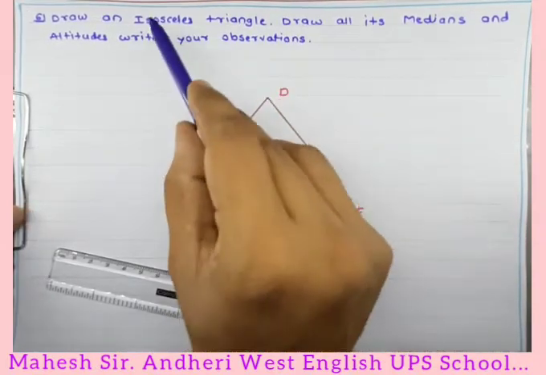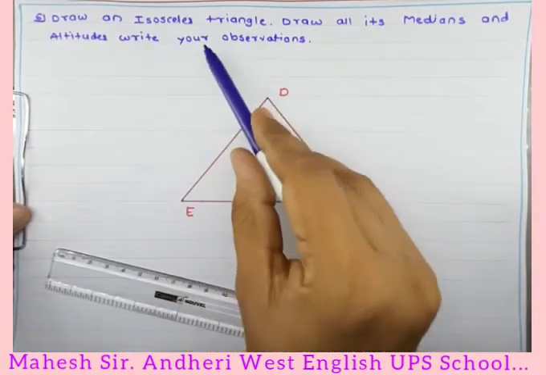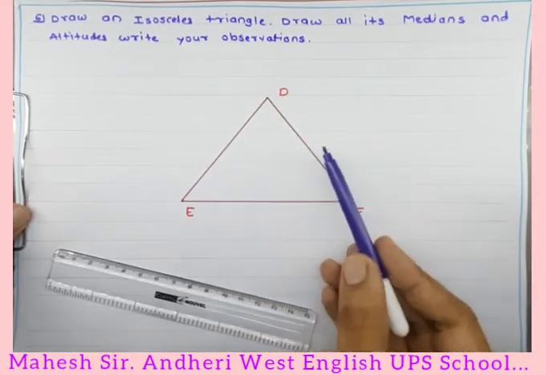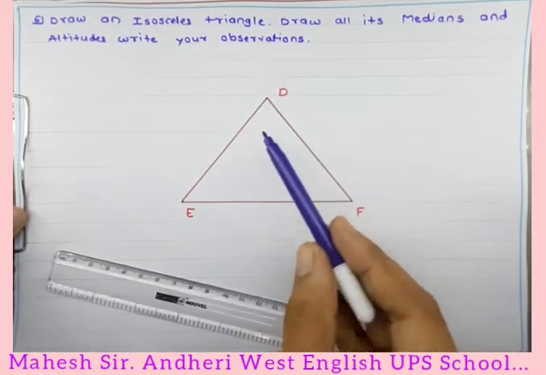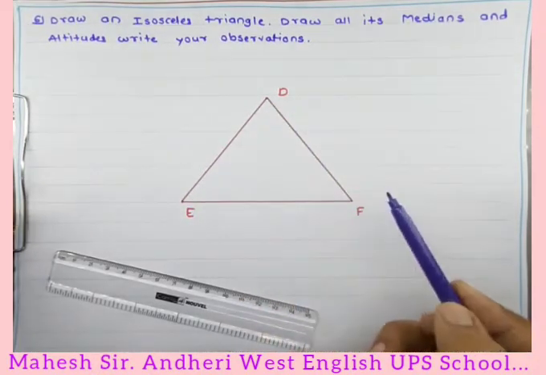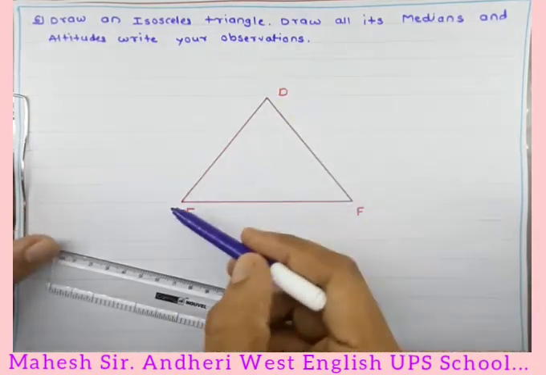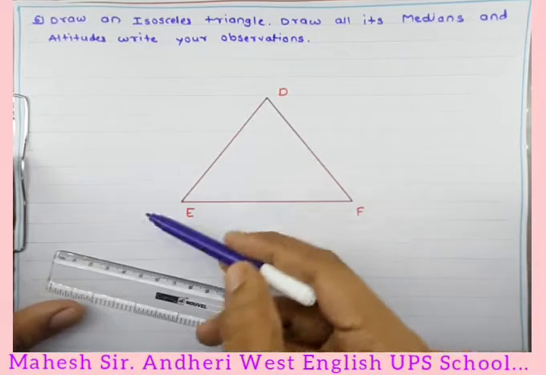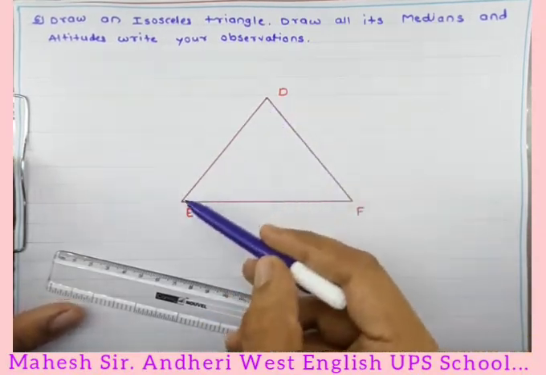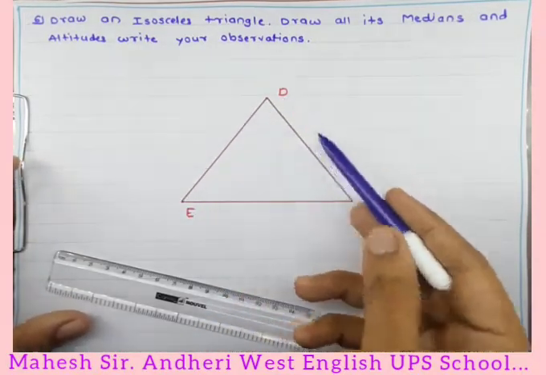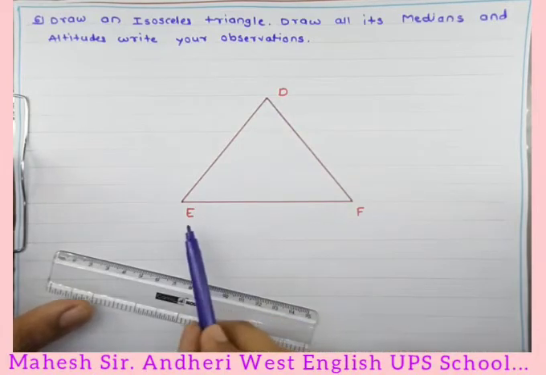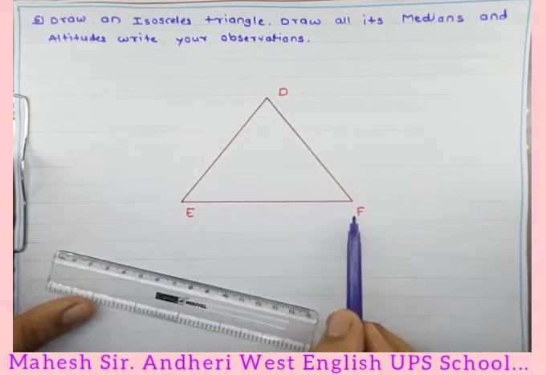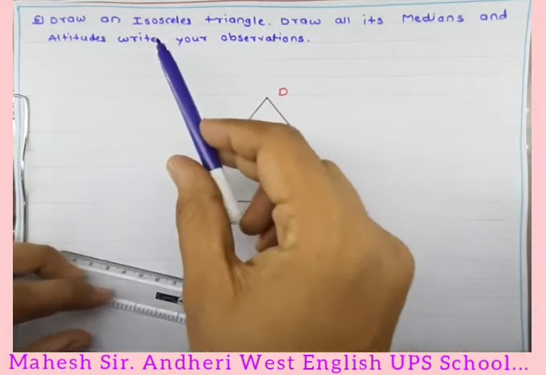Right. First, what is the meaning of isosceles triangle? Whose two sides are equal in length, then it is called an isosceles triangle. So I have drawn triangle DEF, where DE and DF are congruent, the same, having the length of 8 centimeters, and EF is 10 centimeters. So it is an isosceles triangle, right?